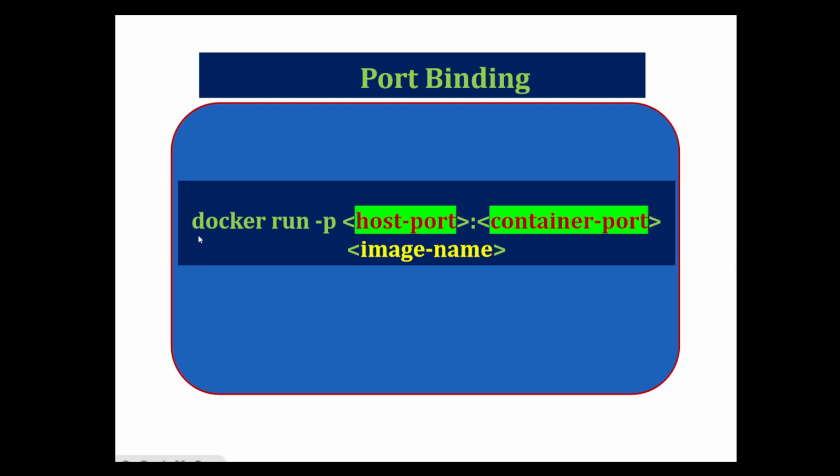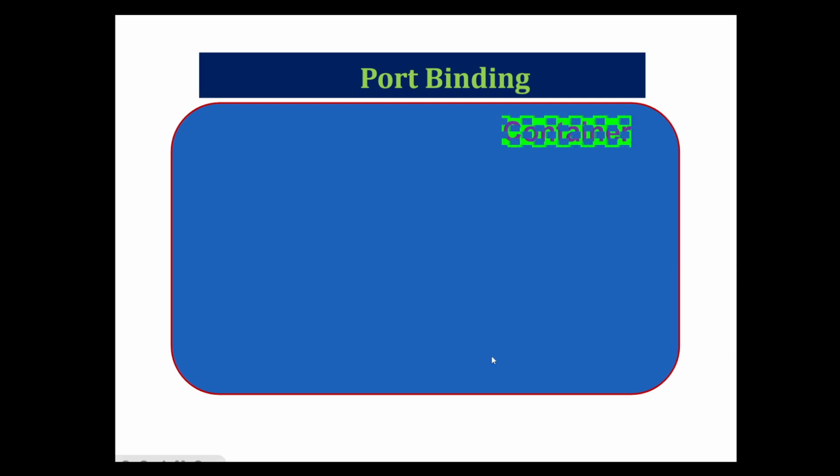Now let us take an example of this docker run command. We are using docker run -p, which is just to map the host port to the container port, and this is the image name. Now what is the host port? The host port is a port on our machine where we want to access the services, and the container port is a port inside the Docker container that the service is running on. Now let us go into more detail.